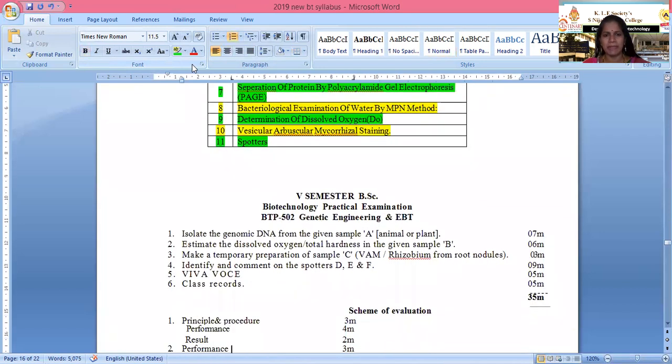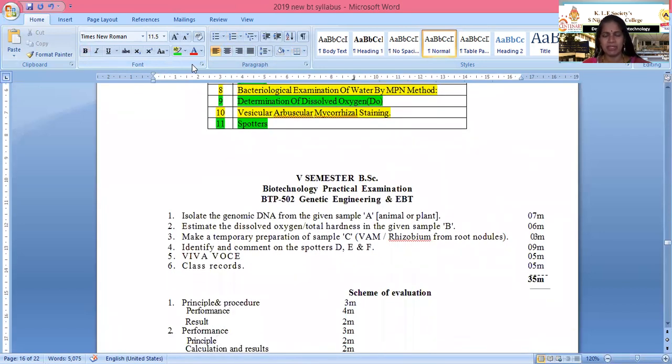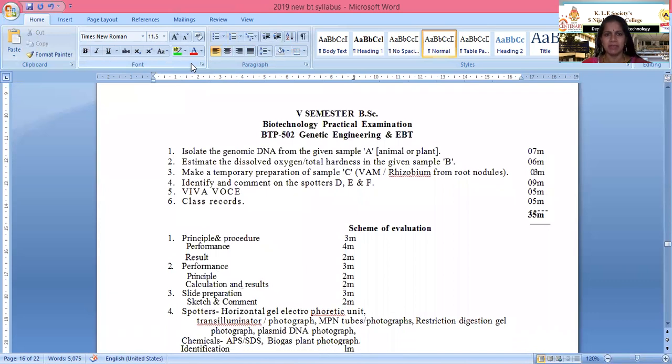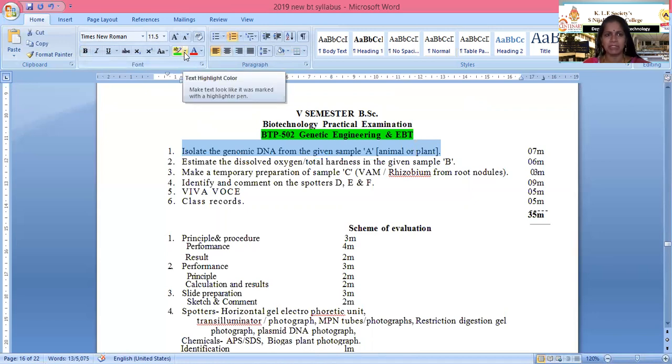Now let us go through the practical scheme. Paper 5, 5th semester BSc, that is BTP 502 Genetic Engineering and Environmental Biotechnology. BTP means Biotechnology Practical. Now let us go through the experiments with the scheme. Question number 1 in the examination, we are going to ask you to isolate the genomic DNA from the given sample, that is animal source or plant source. In the exam, you may get any one particular source, either animal or plant.